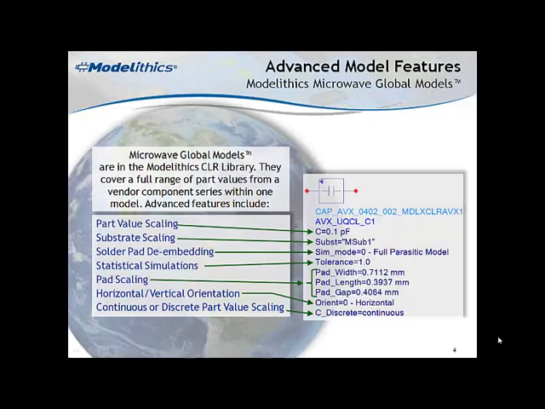Why are these models so effective? The Modelithics CLR library is primarily composed of microwave global models, which means they represent a full range of part values from a vendor component family, all within a single model. This makes possible the part value scalability feature, and in turn allows for optimization or tuning based on part value. The models also offer substrate scaling, solder pad de-embedding, statistical analysis capability, and horizontal or vertical orientation selection, among other features.